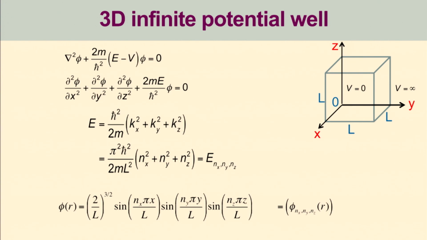Similarly, the wave function is also characterized by these three quantum numbers, and its form is (2 over L) to the power 3/2, times sine of nx pi x by L, sine of ny pi y by L, and sine of nz pi z by L.